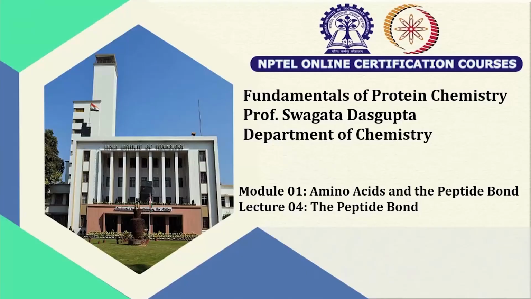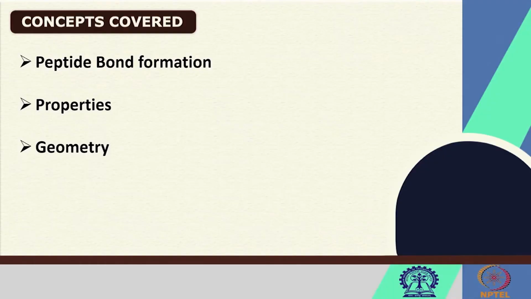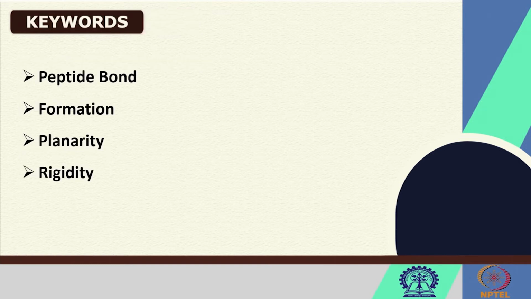First lecture of module 1, we will be talking about peptide bonds. What these peptide bonds do, their characteristics, their specific geometry, and how they are extremely important in holding the amino acids together, the basic framework of what proteins are. So, what we are going to look at is peptide bond formation, their properties, their overall geometry. And the keywords for this lecture would be peptide bond, the formation, the planarity and the rigidity.